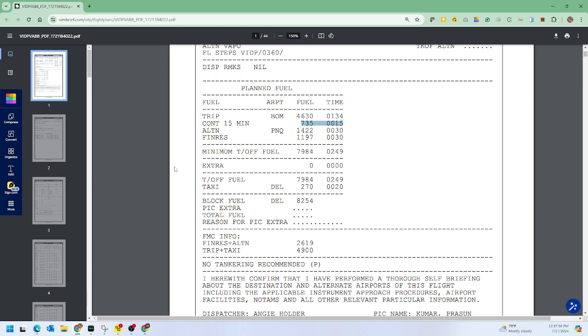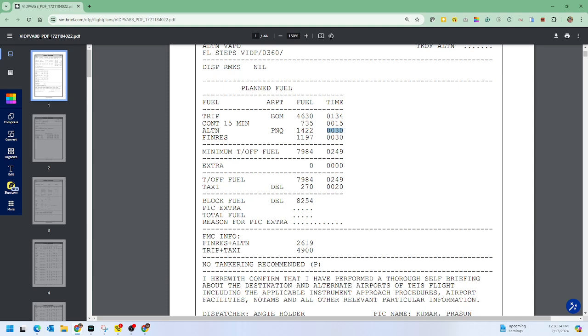Then we have alternate fuel. So suppose we are about to land at Bombay and something happens in between and we can't land at that destination airport, that is Bombay. So we have to deviate to an alternate airport, that is Pune in this case. And to reach that alternate airport, we will require this extra fuel, that is 1422 lbs, and the time will be about 30 minutes to reach the alternate airport.